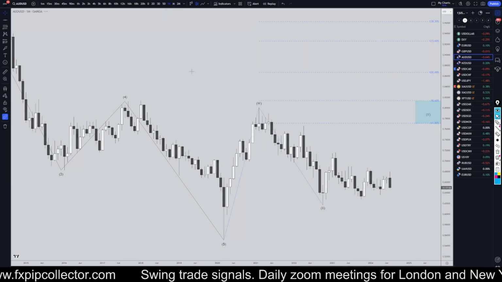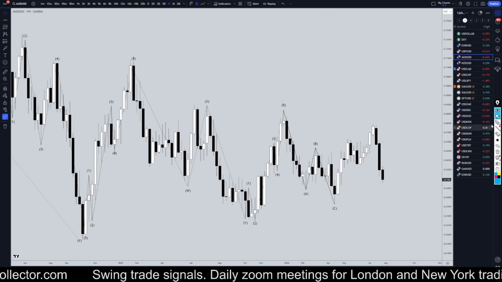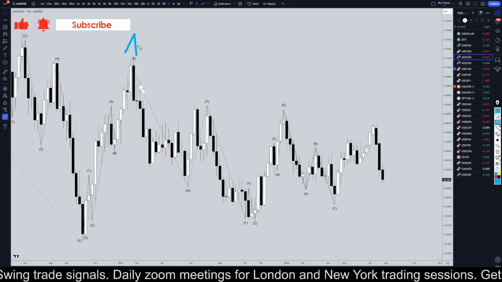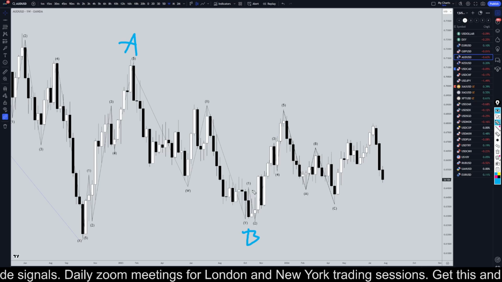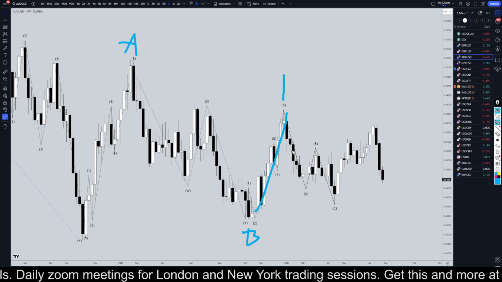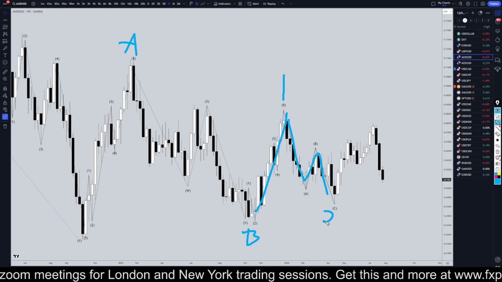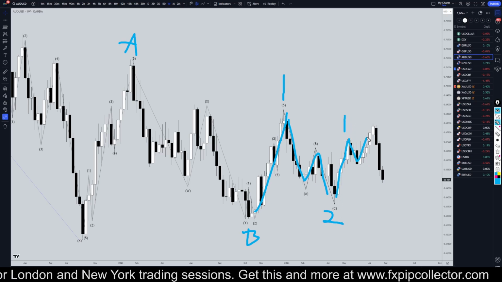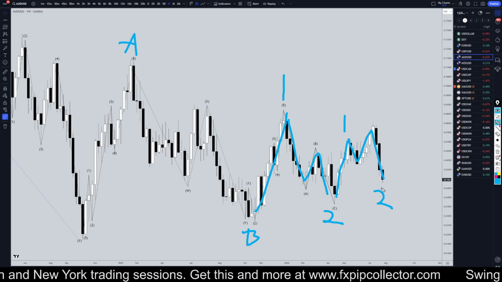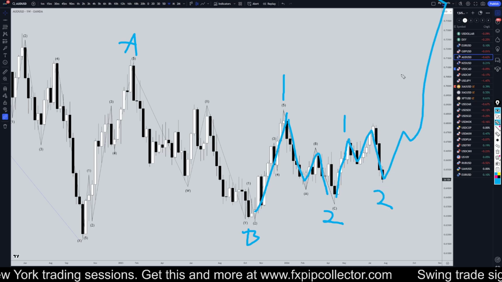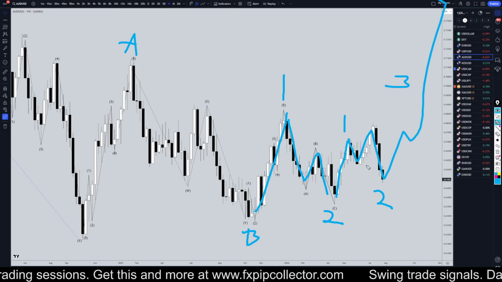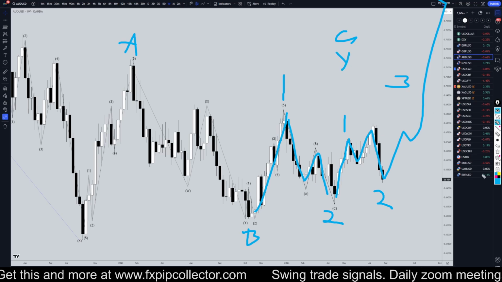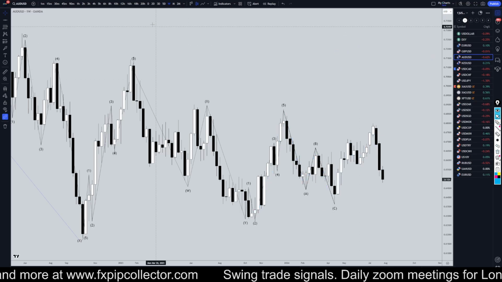So taking it down to the weekly time frame, the Aussie has been very weak to the downside, but I definitely am still looking at this as an A over here. I still think this is a wave B. I still think this right here is a 1. I still think this is an ABC of 2. I actually think the wave 1 of 3 is right here, and this is actually an expanding flat wave 2 of wave 3, and I still think it's going to go up for a wave 3 of wave 3, which is actually a wave C of wave Y to form that pattern that I showed on the monthly time frame.